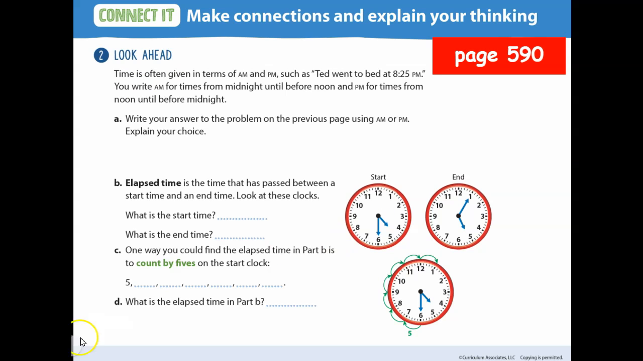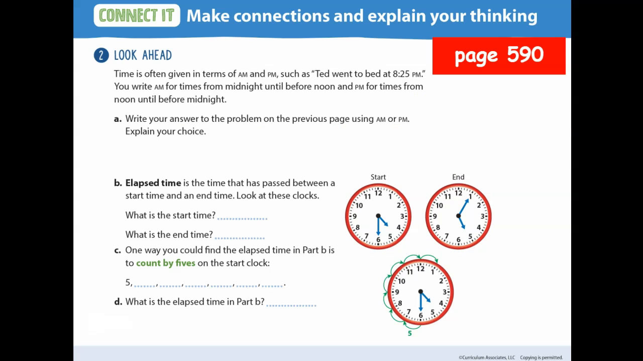Go to page 590. It says time is often given in terms of AM and PM, such as Ted went to bed at 9:25 p.m. Okay, which technically that's the time you should go to bed, no later than 9 o'clock. You write AM for times from midnight until before noon, and PM for times from noon until before midnight. Write your answer to the problem on the previous page using AM or PM. Explain your choice.